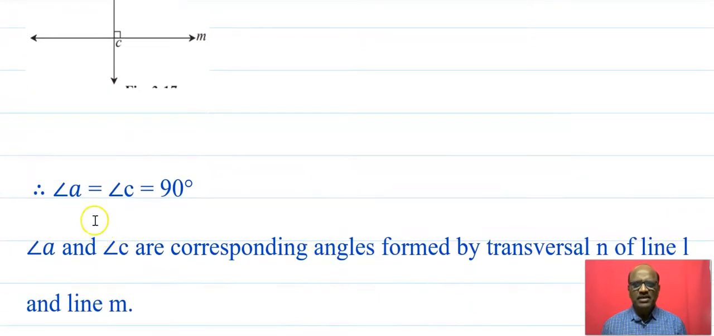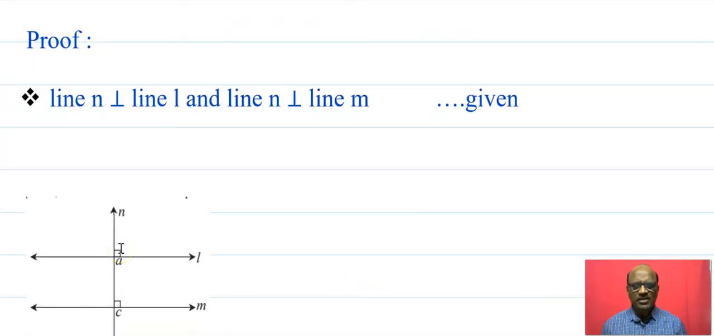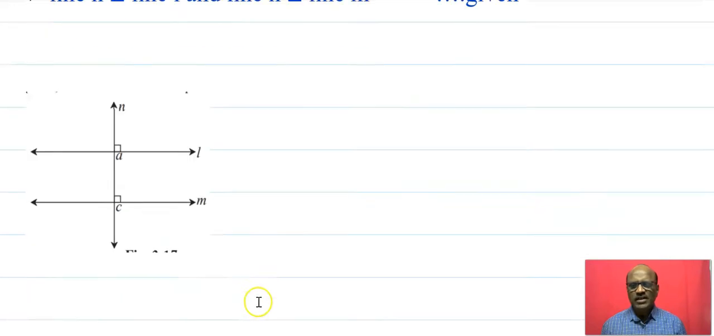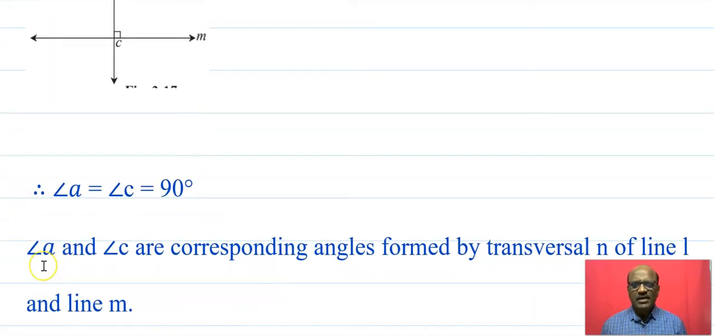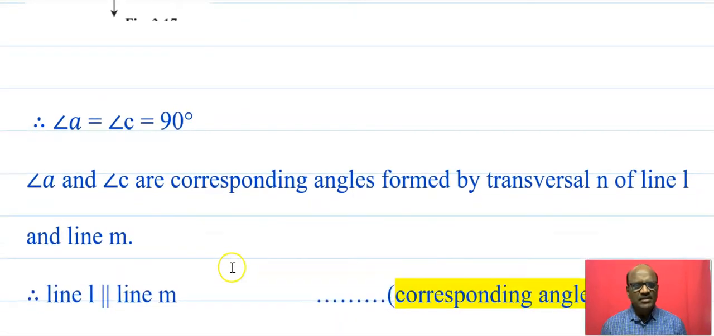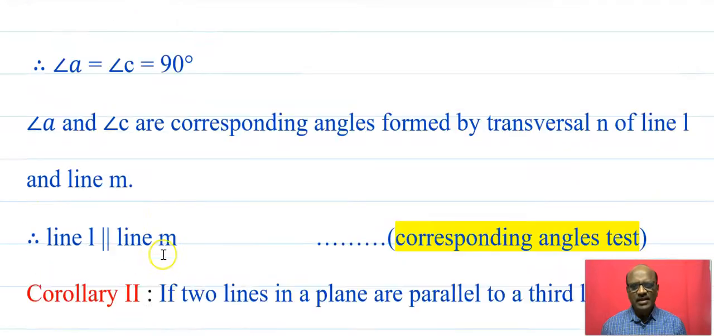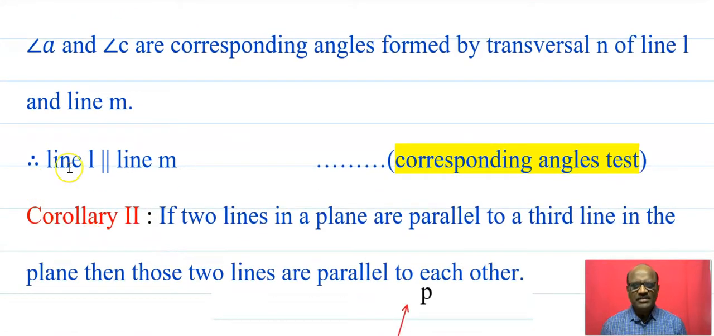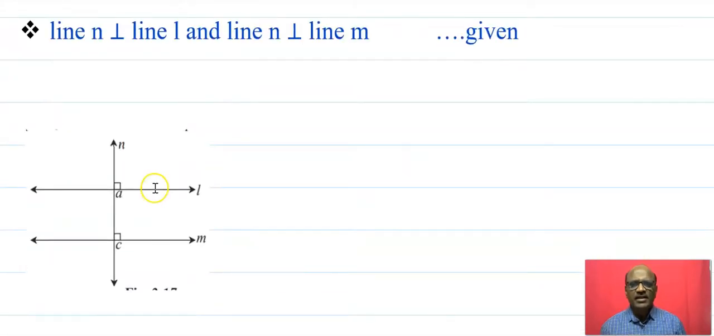This is very simple. Angle A is equal to angle C is equal to 90. Measure of angle A, measure of angle C, both are 90, and as angle A and angle C are the corresponding angles, formed by the transversal N of the line L and the line M, therefore, the line L is parallel to line M, and by using the corresponding angle test, we prove that the line L is parallel to line M.